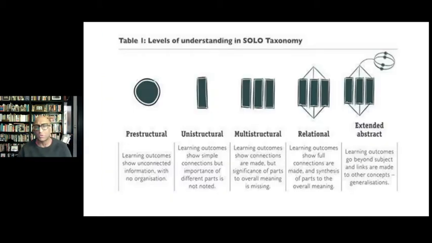When you're pre-structural, you basically can't do anything. You're unable. You need help to even start. Unistructural, you kind of know one thing. Multistructural, you know 3 things. Relational, you can kind of start to make links. And extended abstract, you can go really beyond and start theorizing.